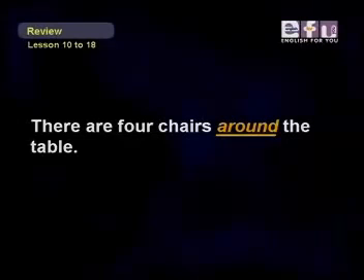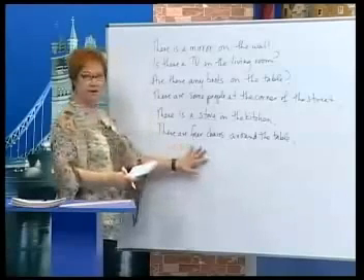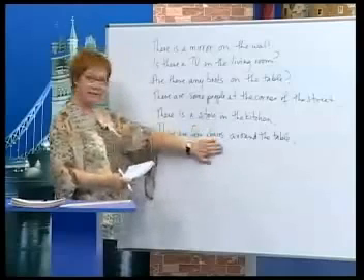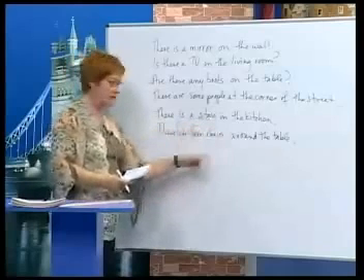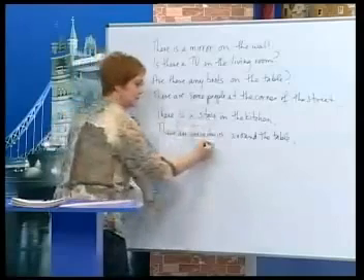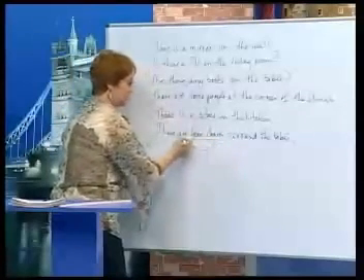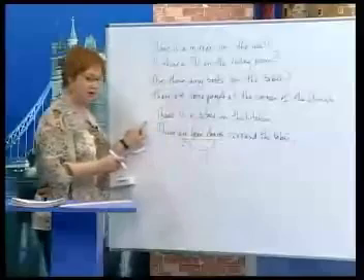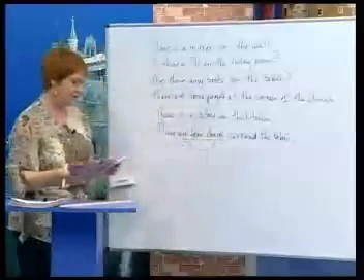There are 4 chairs around the table. So this is plural because you have 4 chairs. So we look back to have are. So chairs are. Okay? So remember this about there is and there are.